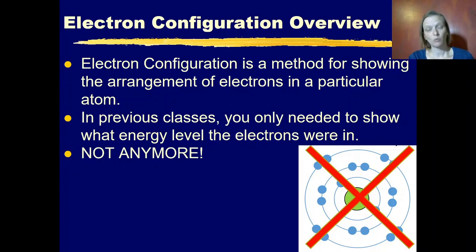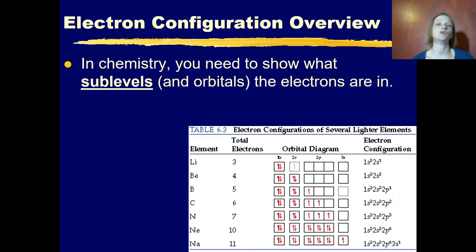Not anymore. We're going to get more complicated than that now. But we are still going to base our electron configurations off of energy levels. It's just that we're going to go even deeper into detail. We're going to talk about energy levels as well as the sublevels and orbitals that electrons are in.